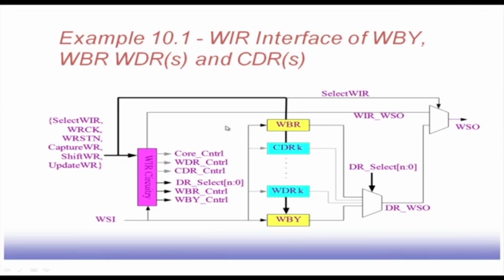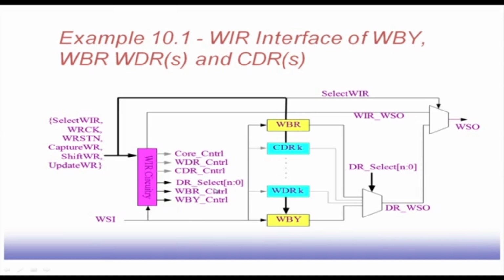Now, a typical WIR interface may be like this: we have this WIR circuitry, and from the wrapper serial input, this WIR will be loaded. This WIR will produce all these controls: core control, data register control, code data register control, then the data register selection, like which data register we are talking about. Then this buffer, this WBR control and WBY bypass control. All these inputs are coming, and based on that, this WIR circuitry is going to activate some of them.